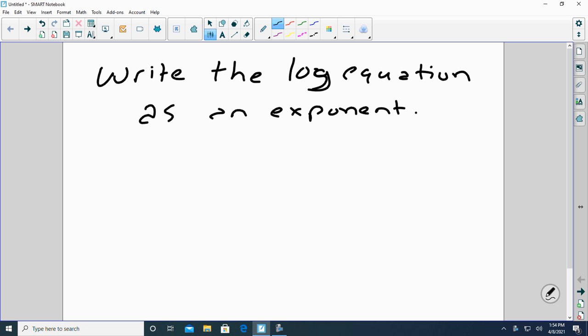Okay, so I'm going to give you a log equation, and I want you to write it as an exponent. And then I'll give you the page to work on, and you just do those problems, and then we move on to the next topic. Does that make sense?